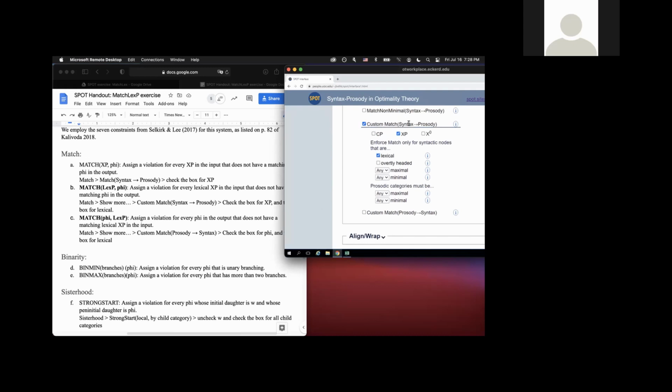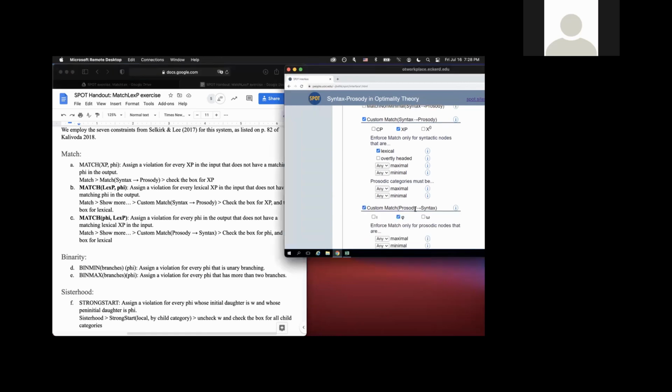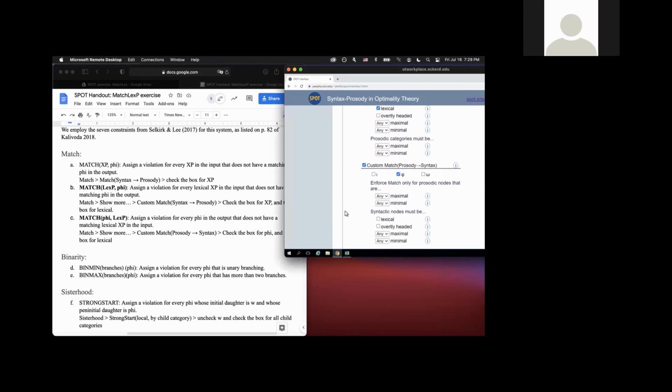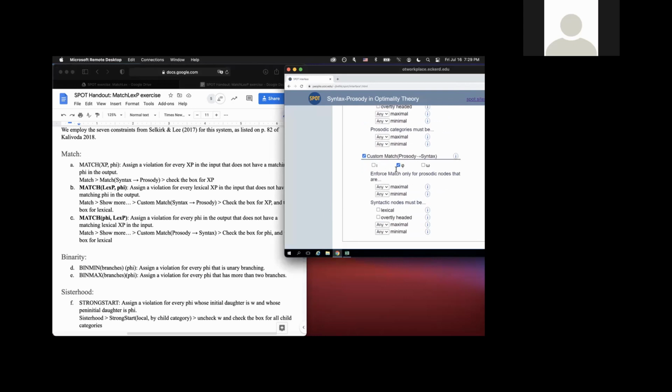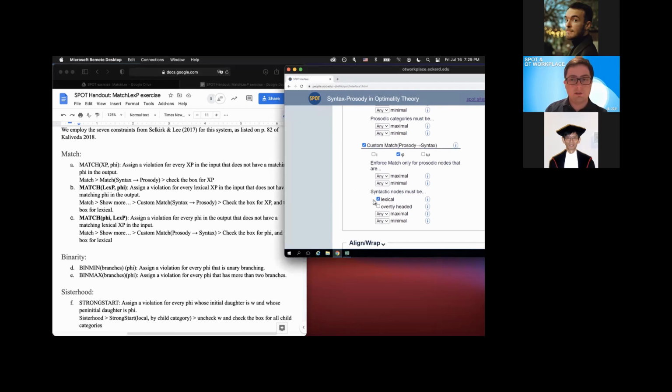Again, this was the syntax to prosody version where we're saying take a lexical XP and map it onto phi. But we also want to have one that requires every phi to have a corresponding lexical phrase in the input. So for that, we need our prosody to syntax constraint. Again, we'll click on custom match, but this time for prosody to syntax. We're going to leave phi checked because that's the relevant prosodic category for our analysis. And again, we're going to check that we want the syntactic phrases to be lexical. So we don't care about having phis that have functional phrase correspondence. We only care about the lexical ones.